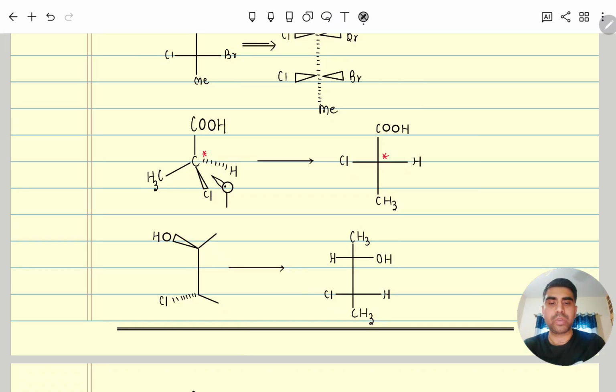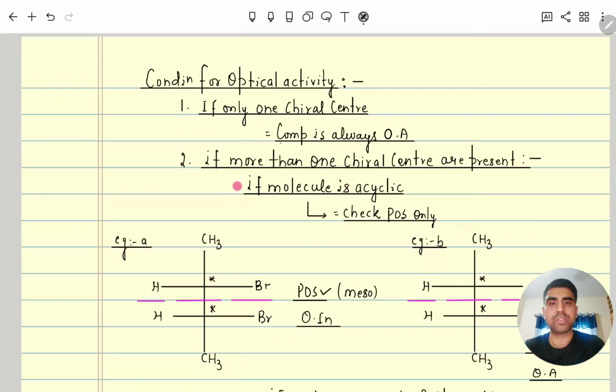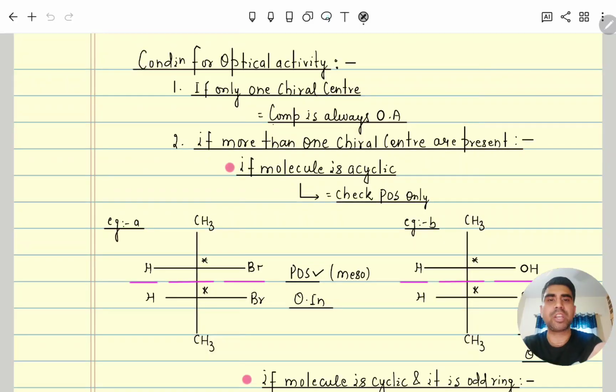Now moving further, we understood how to draw a Fischer projection. Now, how do we know whether a compound is optically active or not? We will study that case by case. First, if one chiral center is there, the compound will always be optically active. If a compound has only one chiral center, meaning a tetravalent carbon in which A, B, C, D are all different, it is an optically active compound. If more than one chiral center is present and the compound is acyclic, then always check by POS. Without checking COS also, you will get the result.